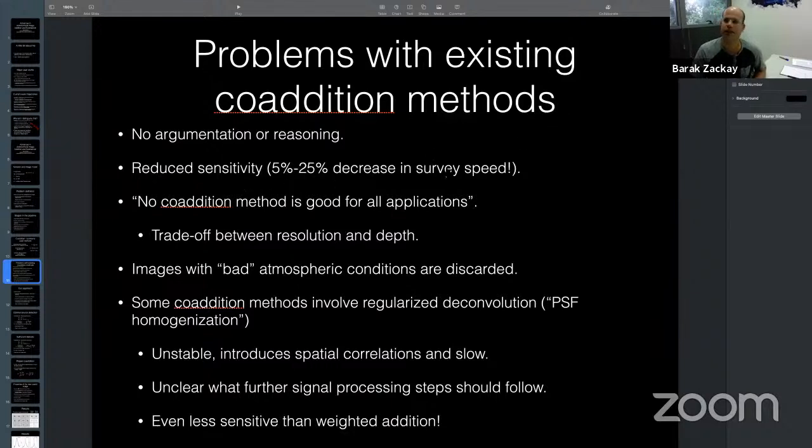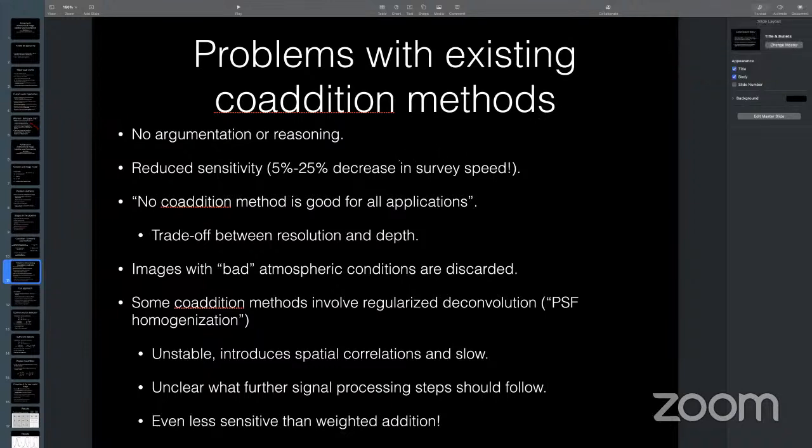This is not very surprising. I think there's a question. Yes, Rogério. It's a very naive question. I'm sorry, I'm not from this field. What is wrong with just taking pixels from the image and just adding the fluxes in the pixels?